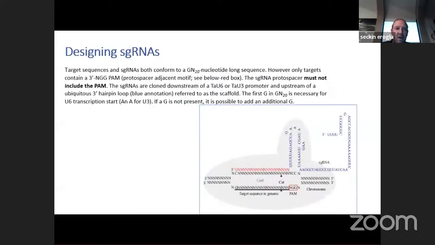So we've already designed this construct for wheat. We're using 2 Pol 3 promoters, the wheat TaU6 promoter or TaU3 promoter, and our guide RNA is cloned downstream of that. You can see the scaffold in here in the blue, which is where the Cas actually locks into the guide RNA. For transcription start, with the U6 we generally start with a G in our guide, and with a U3, we generally start with an A. And if in the guide sequence there isn't actually a G, we can add an additional G.